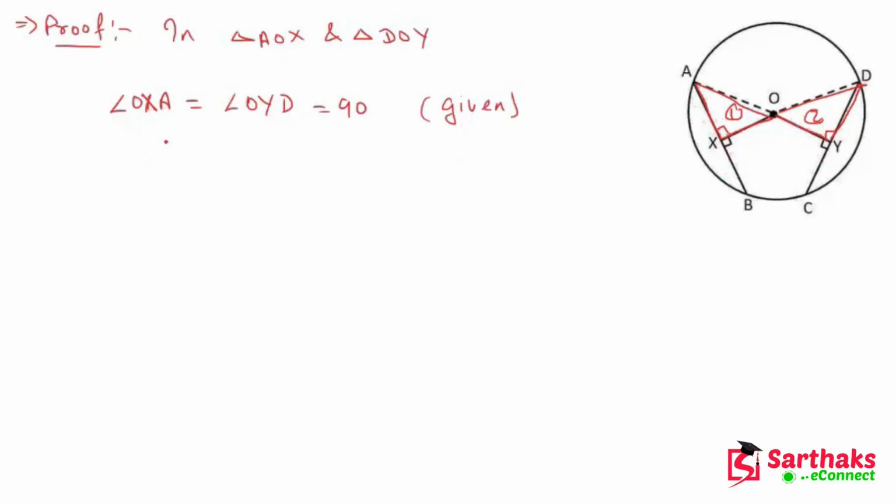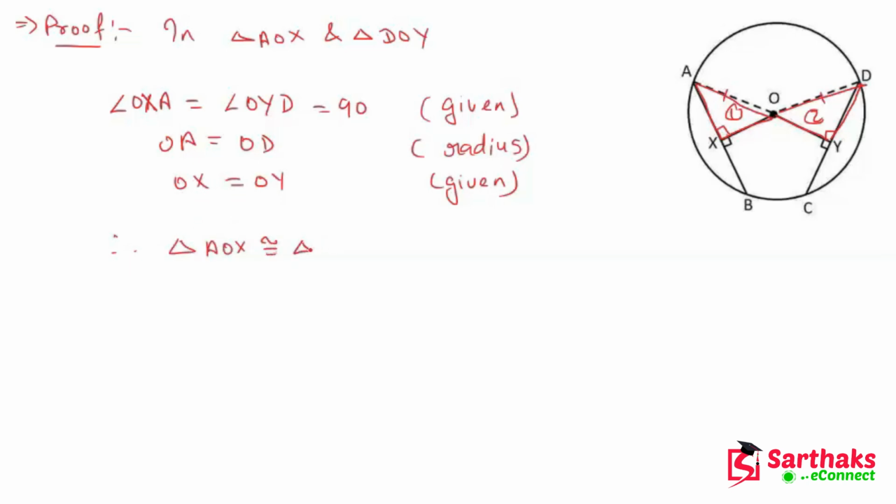Okay, so OA is equal to OD, meaning this line is equal to this line, because these two lines are the radius of the circle. And OX is equal to OY, so this is given. Okay, my dear friends, so we can say that triangle AOX is congruent to triangle DOY.